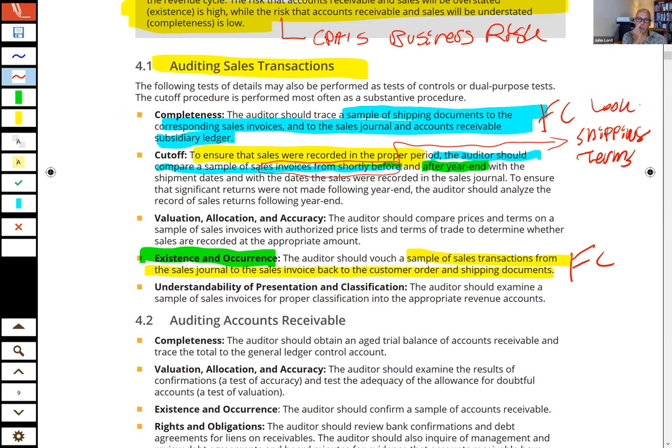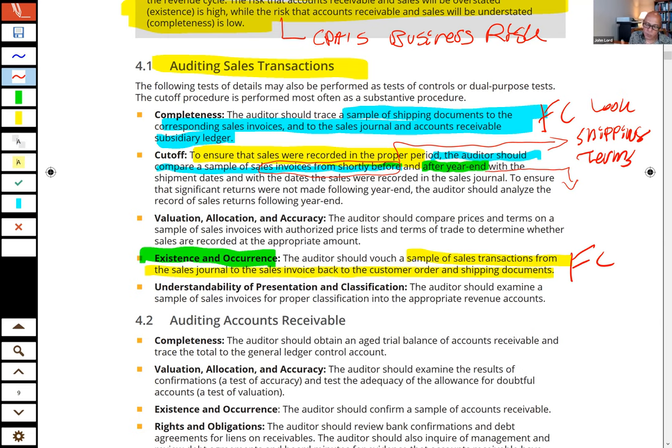If it was free on board shipping point, yeah, legitimate sale maybe before the year end. If it's free on board destination, then you've got to look to see when it was received by the client's customer in order to be a valid sale. Good. Very good. What about the after year end? Well, wait a minute. If a sale was made after year end, then why am I bothering myself with those? Because those shouldn't be recorded as a sale.